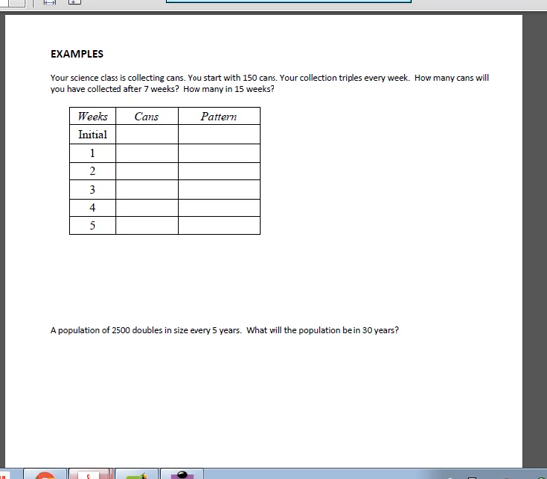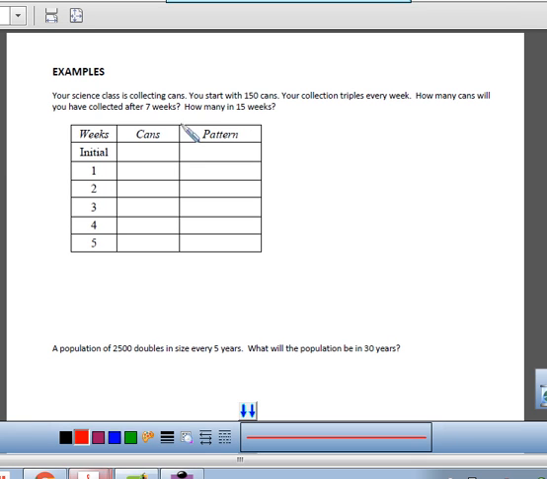Your science class is collecting cans. You start with 150 cans. Your collection triples every week. How many cans will you have collected after 7 weeks, after 15 weeks? First, let's fill in the table. So the initial value is 150 cans.